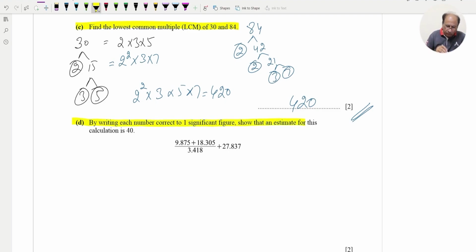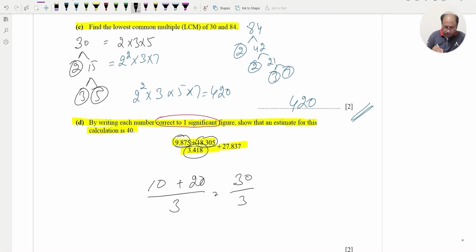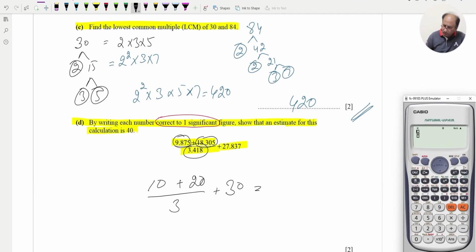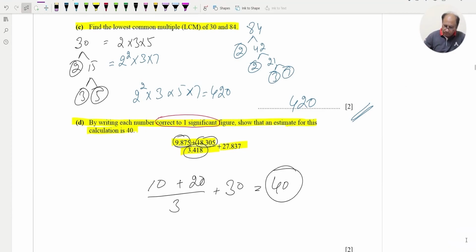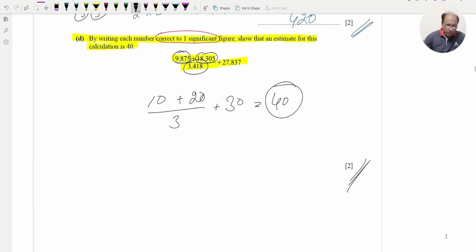D part, by writing each number correct to one significant figure, show that an estimate of this calculation is 40. We have to estimate correct to one significant figure. So estimation of this will be 10, and estimation of this we can write as 20, and estimation of this will be 3, and this will be 30 by 3. No, there is 27 also, so plus 27 we can write as 30, and this one we can use a calculator to solve. So it will be fraction 10 plus 20 divided by 3, plus 30 is equal to 40. So the answer or estimation will be 40. This is a 2 mark question which we have done.